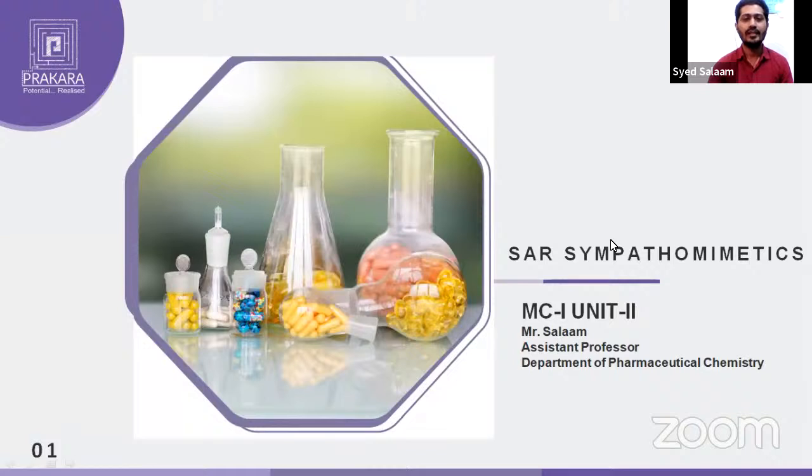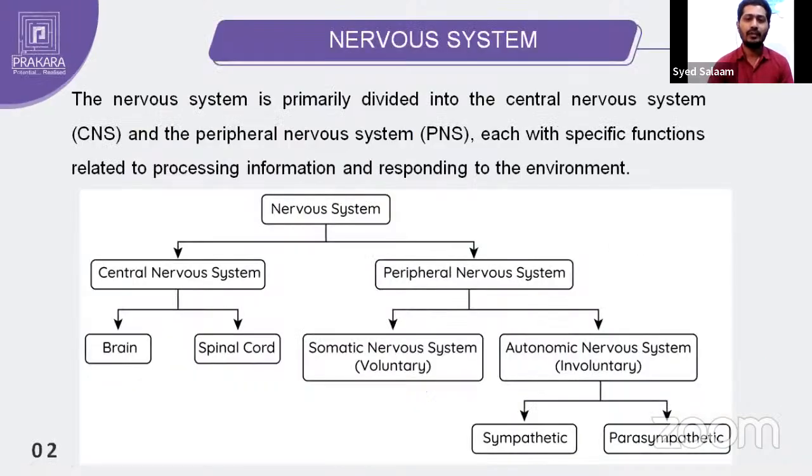Today we are going to discuss Unit 2 of Medicinal Chemistry 1, where we will be discussing the topic SAR of sympathomimetics. First, let us see how the nervous system works and what the various types of nervous system are.